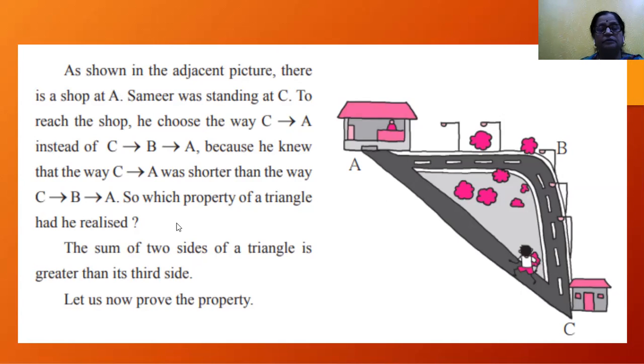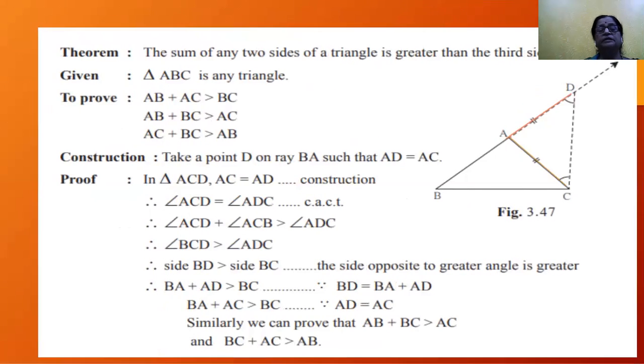Then, which property of a triangle had he realized? With this figure, we are going to realize one property. These are the two sides of the triangle, and this is one side of the triangle. This measure will be more than this one side, and we are going to study this in this theorem. The theorem states that the sum of any two sides of a triangle is greater than the third side of the triangle.